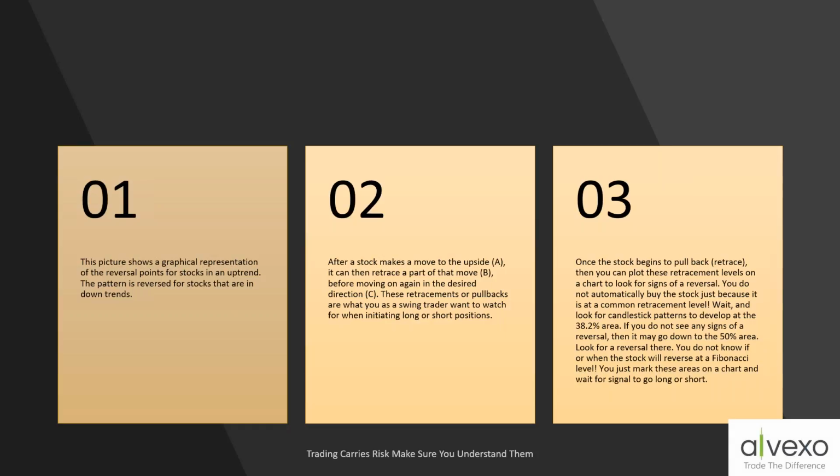So the picture that I show you shows a graphical representation of reversal points for an asset in an uptrend. The pattern is reversed for assets that are in a downtrend. After a stock makes a move to the upside, A, it can then retrace part of that move before moving on again in the desired direction. These retracements or pullbacks are what you as a swing trader want to watch for when to initiate a position.